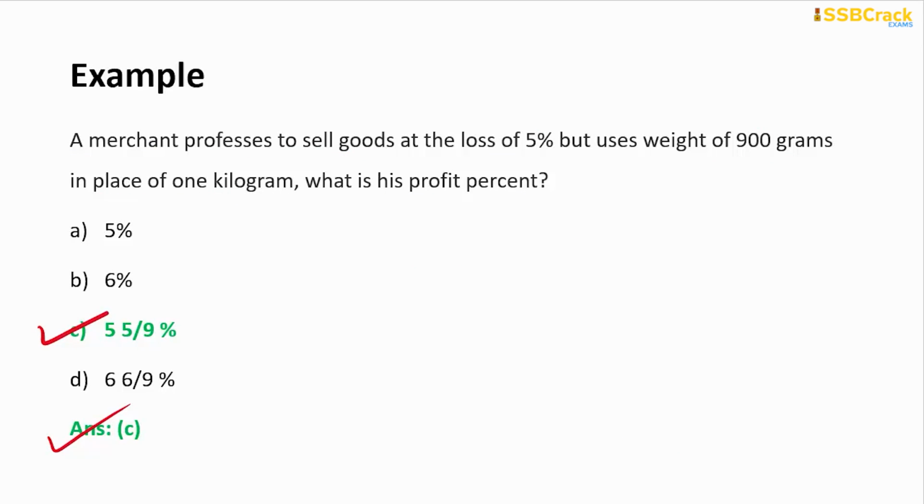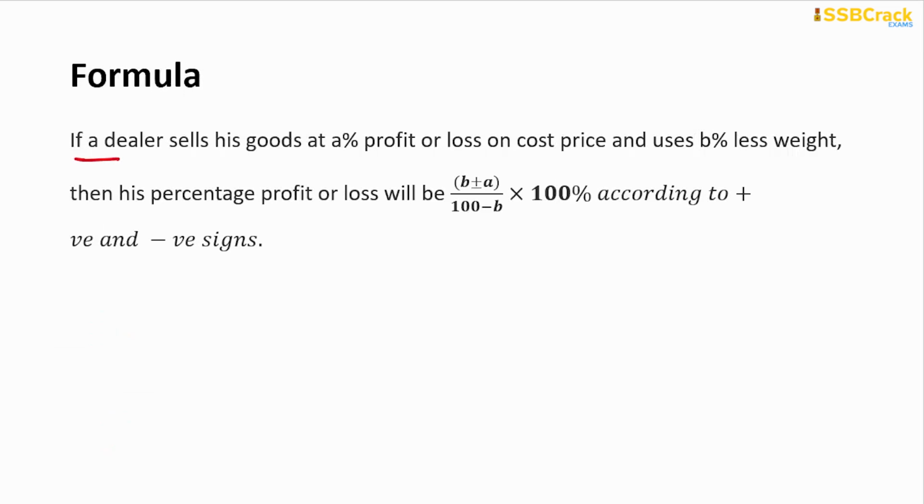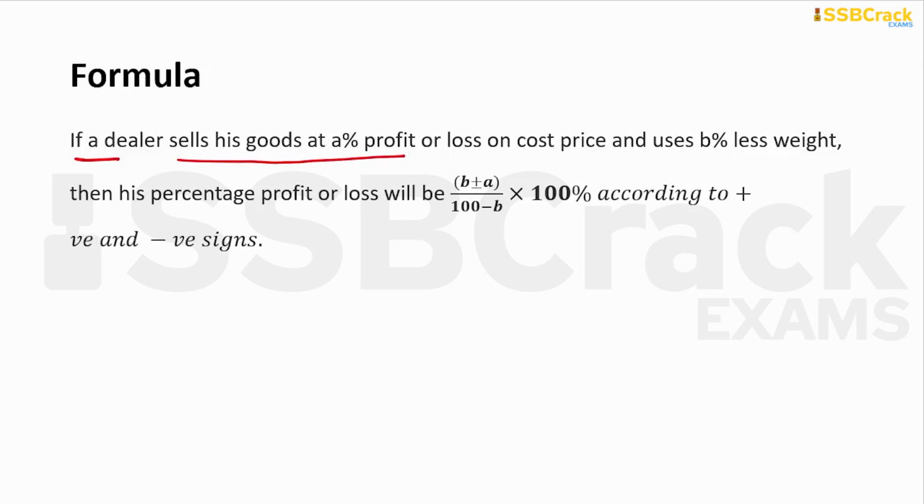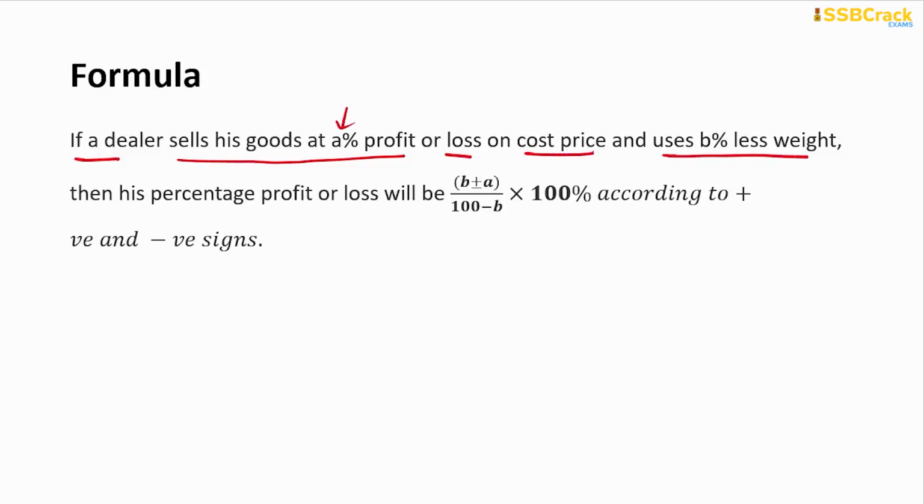Alright. Coming on to the next formula. If a dealer sells his goods at A% profit, or it can be loss, on the cost price, and uses B% less weight, then his percentage profit, or if it is a loss then the loss, will be given by B plus or minus A upon 100 minus B, into 100%. And in the formula you shall make the changes according to positive and negative signs, where positive indicates profit and negative indicates loss.